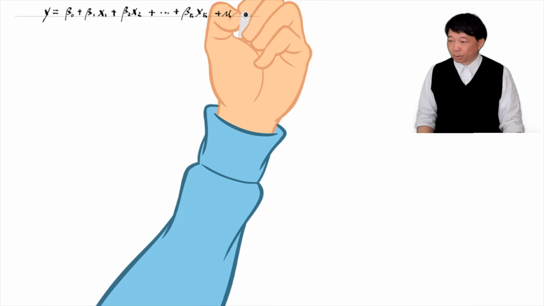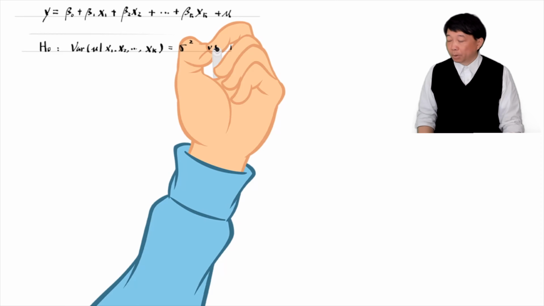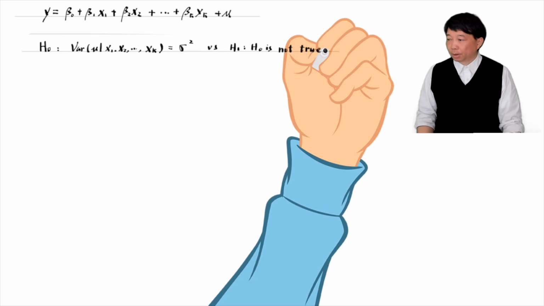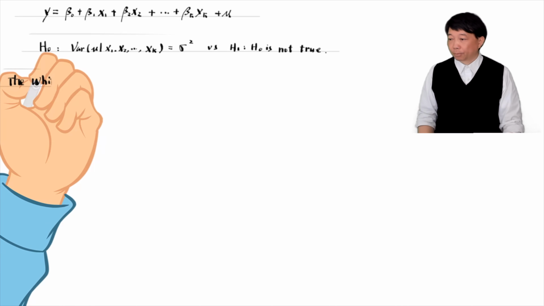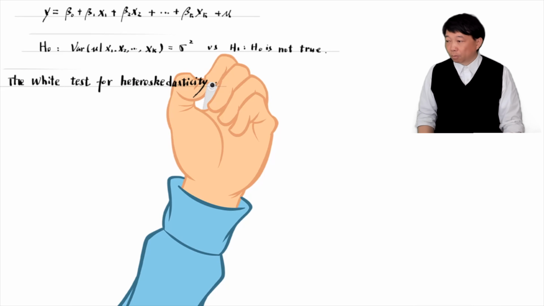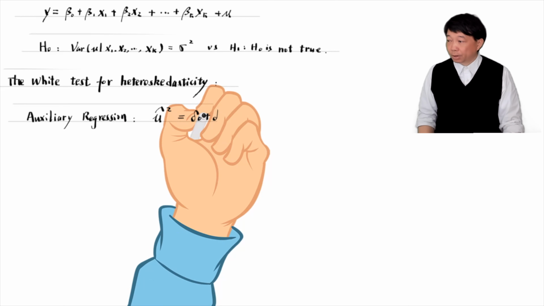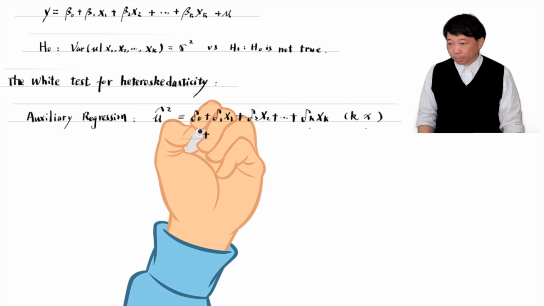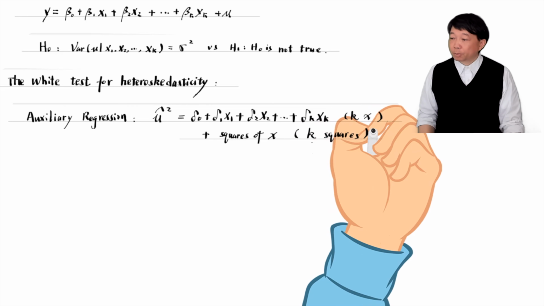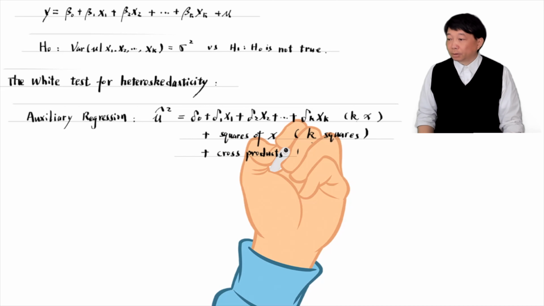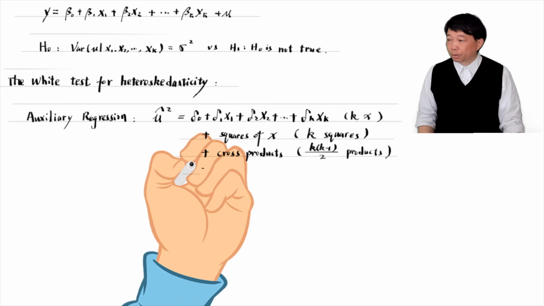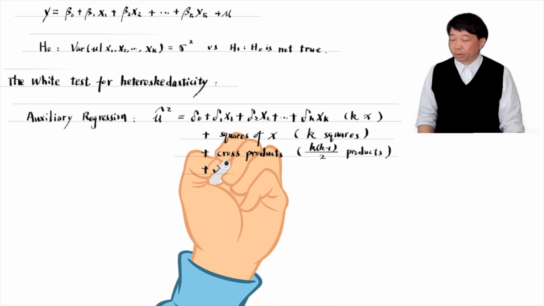For a multiple linear regression model, the null hypothesis in the White test is the homoskedasticity assumption. If we find evidence against it, we conclude that the model suffers from heteroskedasticity. The auxiliary model in the White test regresses the squared residuals on all explanatory variables, their squares, and cross products. The null hypothesis is equivalent to all the coefficients of the explanatory variables, squares, and cross products being 0.